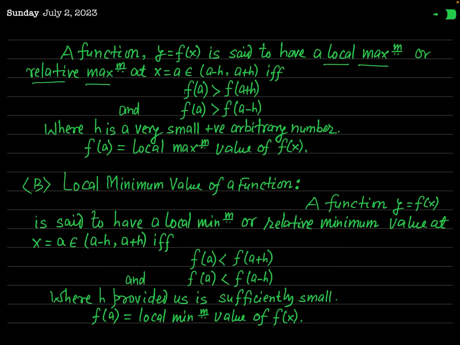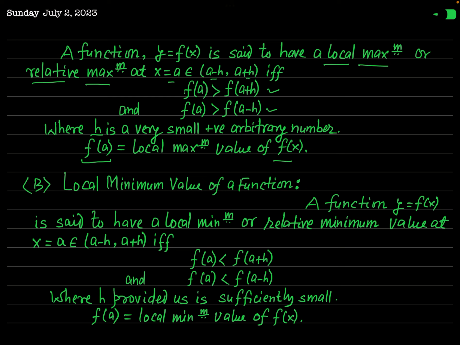So it is also called a relative maximum. And this function y equal to f of x will have a local maximum or a relative maximum value at x equal to A when this A belongs to the interval A minus H and A plus H. In fact, in that condition, if f of A is greater than f of A plus H and f of A is greater than f of A minus H, where H is a very small positive arbitrary number, then you say that this function y equal to f of x has a local maximum at this point x equal to A. And the value of f of x corresponding to x equal to A, which is f of A, is called the local maximum value of the function f of x. I think you have definitely understood this.